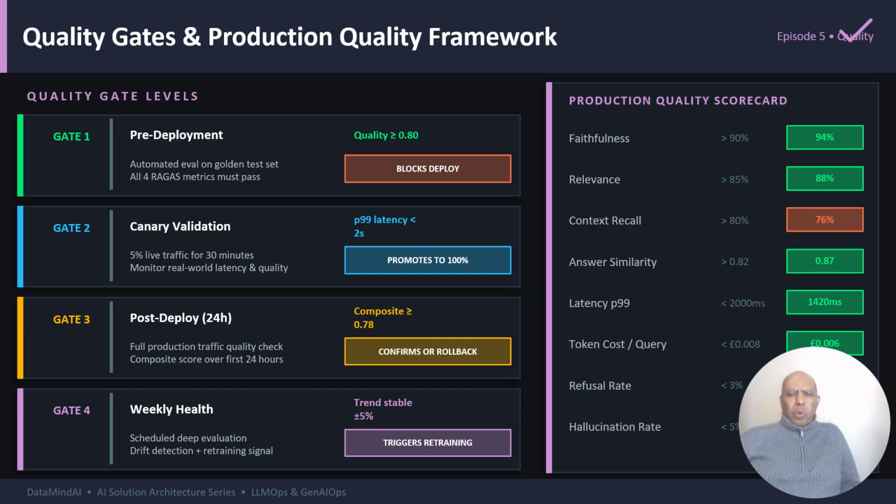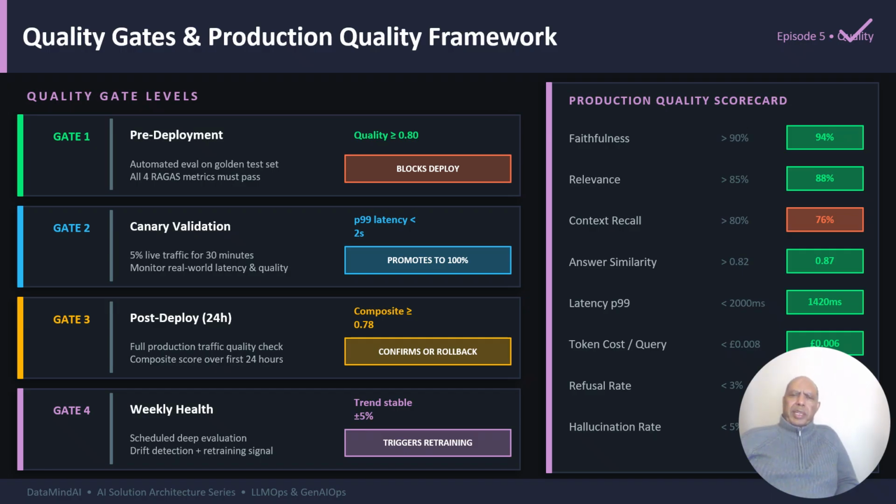Gate number 4, weekly health check. This is not a deployment gate, it is a drift detector. If quality is trending downward 2 to 3% per week, you need to retrain or retune before it hits a critical threshold.